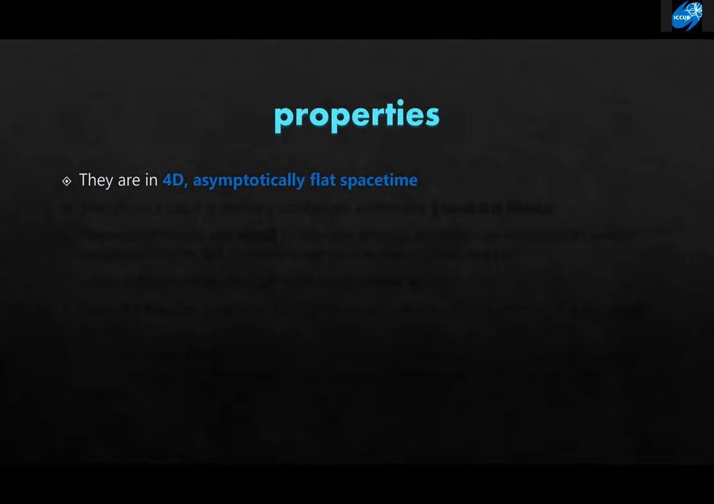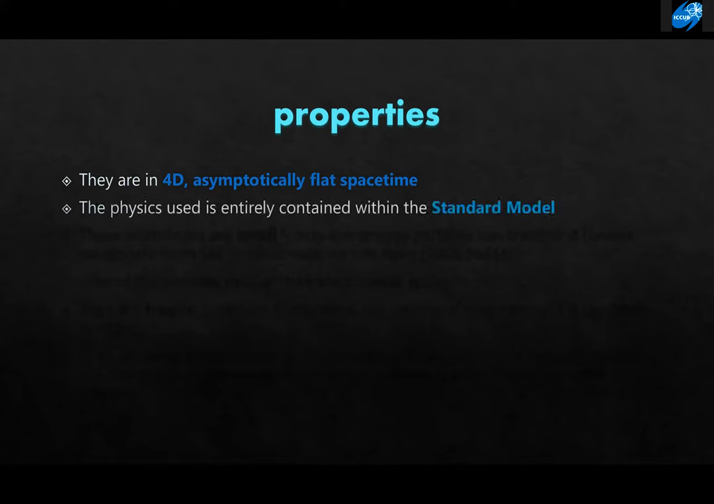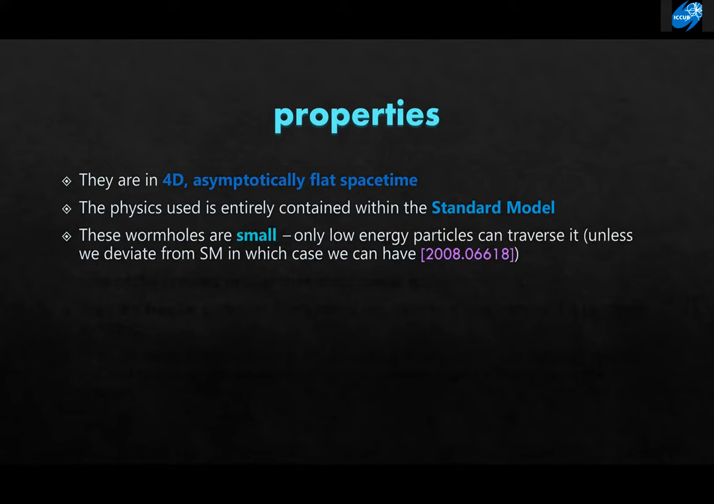So let's see what some of the properties of these wormholes are. As I mentioned before, they're in four dimensions, but they're also embedded in asymptotically flat spacetime. Although this is not an issue, they can be embedded in de Sitter or anti-de Sitter just as easily. Then the physics used is entirely contained within the standard model. And even though this is nice from a phenomenological point of view, this does put a restriction on the size of these wormholes. And so they turn out to be very small, so small that only low energy particles can actually traverse it.